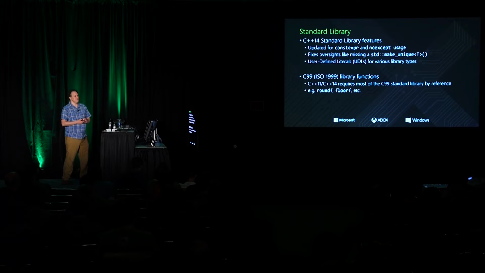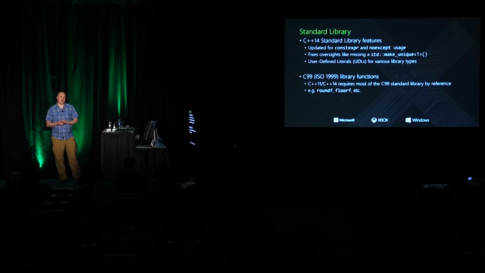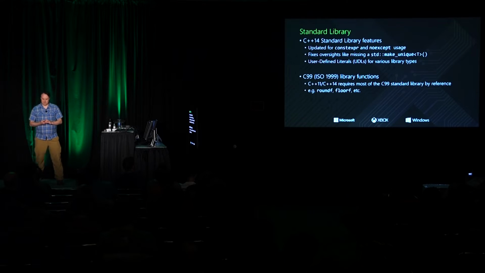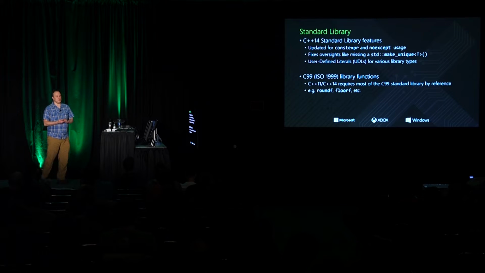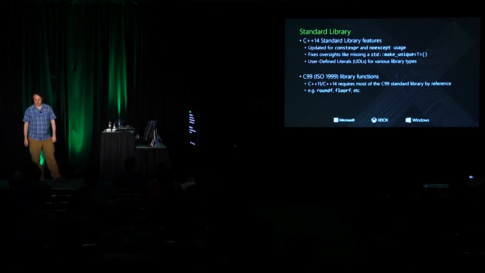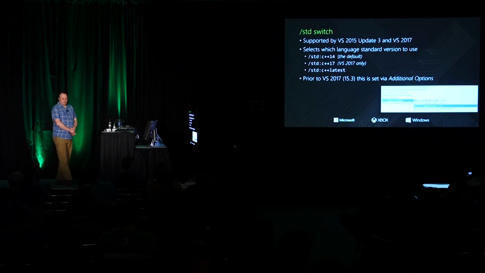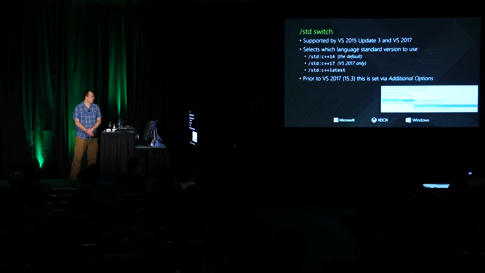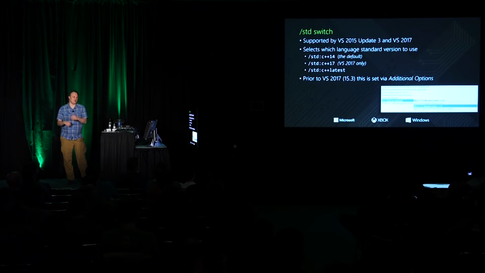By reference, the C++11 standard and the C++14 standard also require that conforming compilers support the C99 standard library. This was kind of a last-minute add to the spec. So that's stuff like roundf and floorf and things like that. And if you look at Visual Studio, historically, it hadn't had these C99 functions. So those started showing up in 2013.